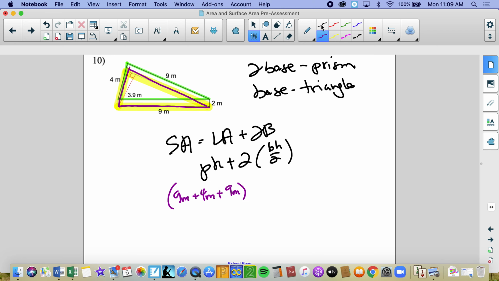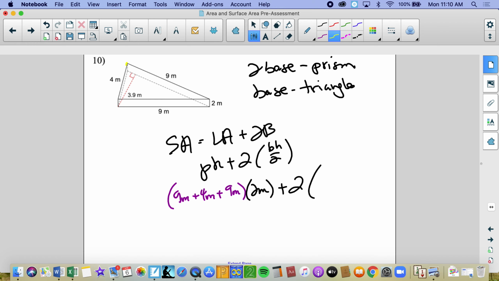And I'm going to multiply that by the height, the distance between the two bases, 2 meters, plus 2. Now my base of my triangle. So let's erase this because let's look at my triangle, and let's look at the one at the bottom here. If I took this side right here, I don't have a perpendicular height. I don't have a distance from the base to the top. So we can't use this bottom line as a base.